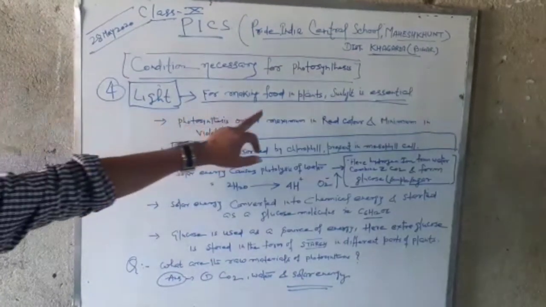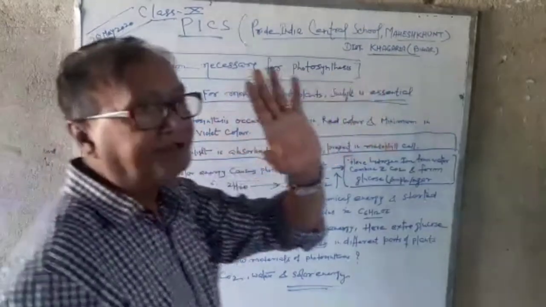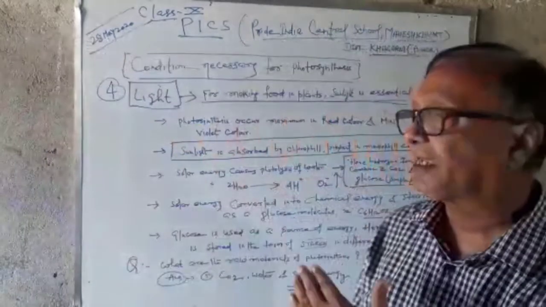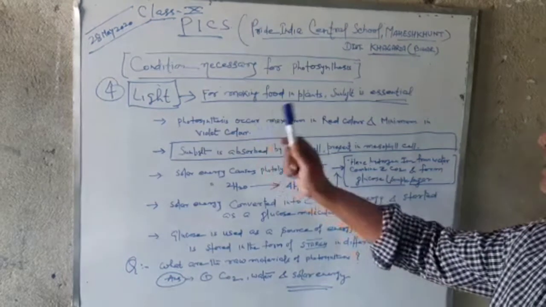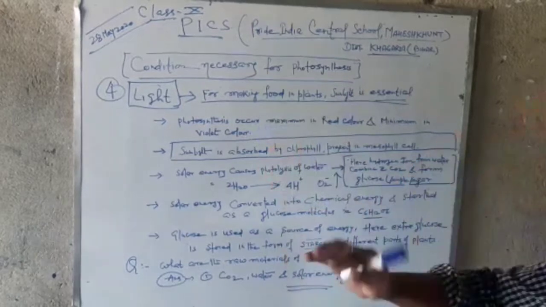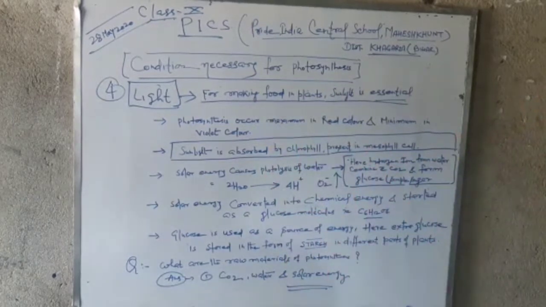For making food in plants, sunlight is essential. It is necessary for making the food in the plant. Sunlight is very, very essential. So light is an essential factor for manufacturing their own food in plants, that is autotrophs. Number one, photosynthesis occurs maximum in the red color and minimum in the violet color.